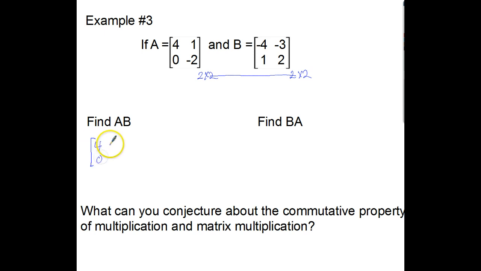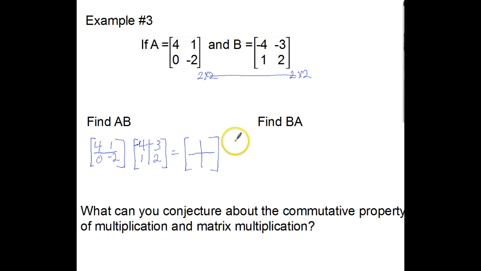4, 0, just copying A over here. And I'm going to put it in this order. A's got to go on the left and B has to be on the right. It has to follow this order. And this is -4, -3, 1, and then 2. Okay? And we said it's possible and that the answer is going to be a 2 by 2. Let's make a 2 by 2 answer blank. One on the left broken up into rows, one on the right broken up into columns.